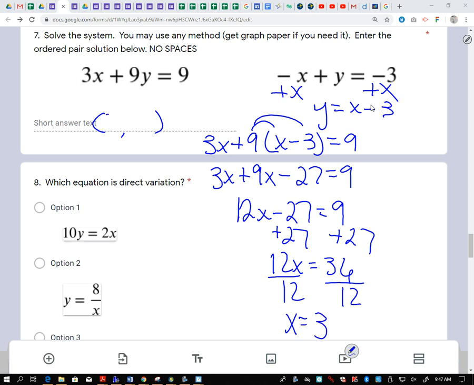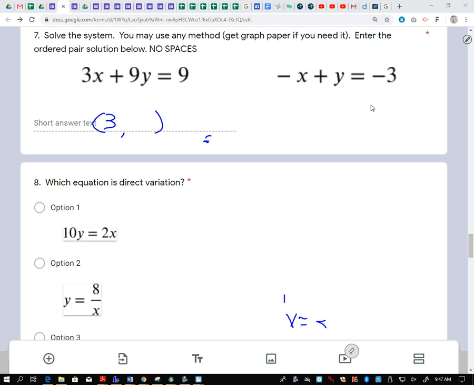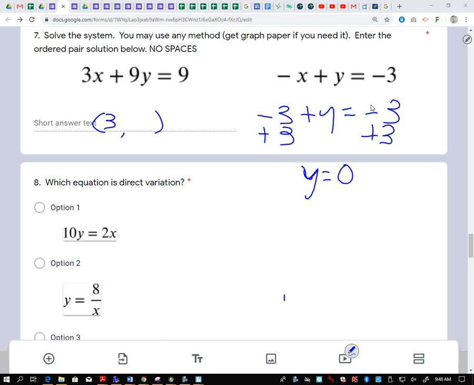3. So I'm going to come over here. I'm going to get 3 ready to go for that. Does that make sense? Okay, and then finally, now that we know that x equals 3, what are we going to do? Okay, so we got negative 3 plus y equals negative 3. Add 3 to both sides, right? We get y equals what? 0. Okay, so my answer should be 3, 0.